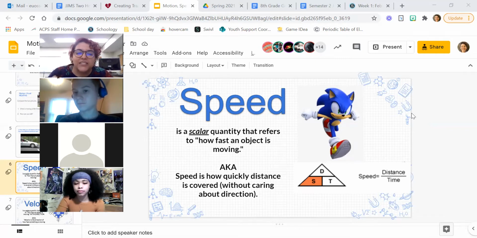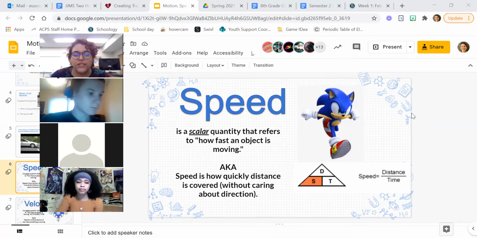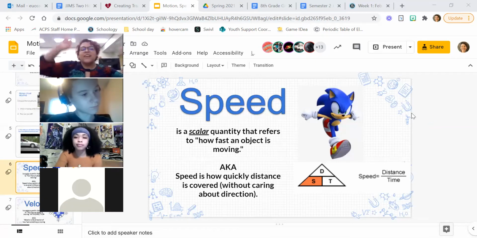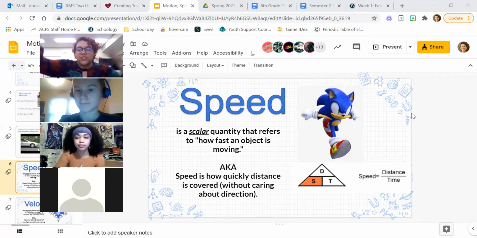Speed is a scalar quantity, and it refers to how fast an object moves. What the word scalar means is basically it does not have a direction. So when you think of Sonic, he goes fast. He just goes boom, boom, boom, everywhere. And he's a really fast dude.